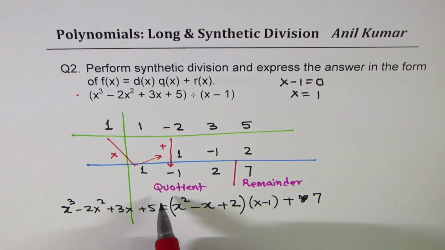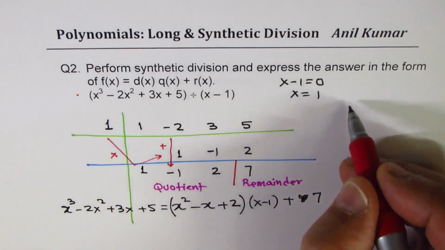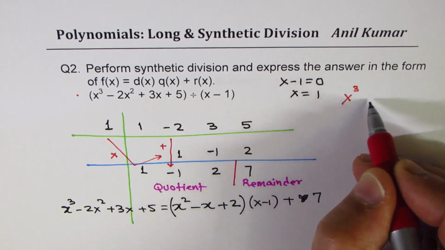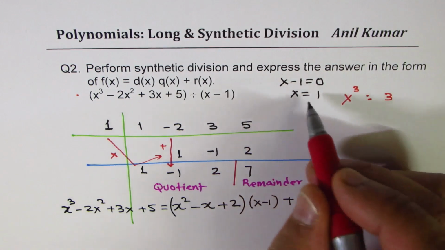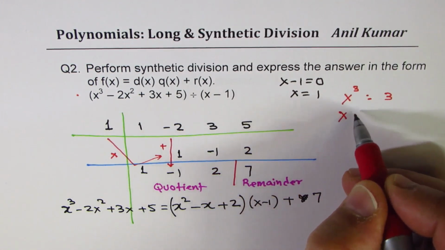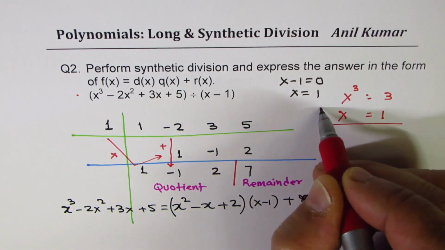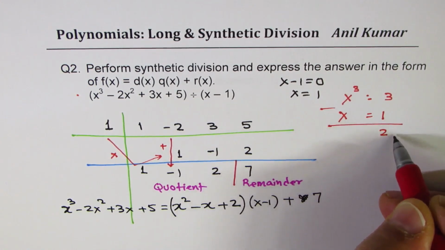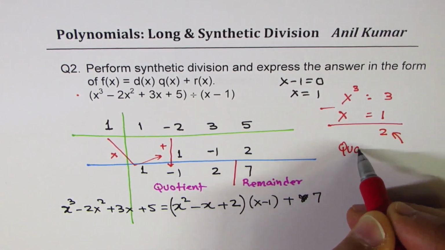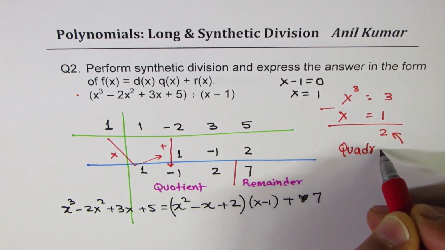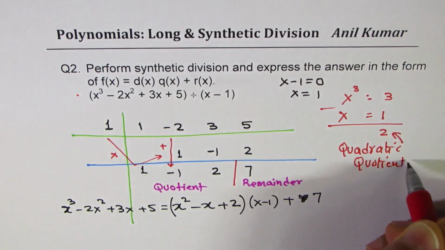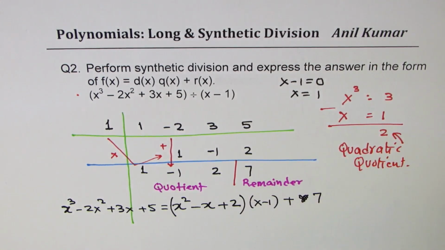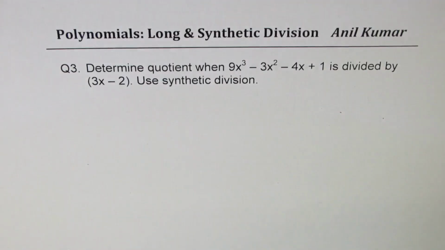Now, it should be very clear that the quotient is degree 2. How do we get it? X cube is the degree, that means degree is 3, right? That is for the function, and for the linear function degree is 1. Their difference of degree is 2. So quadratic quotient. Is it okay? So that is very clear. Perfect. So let's move on and check question number 3.